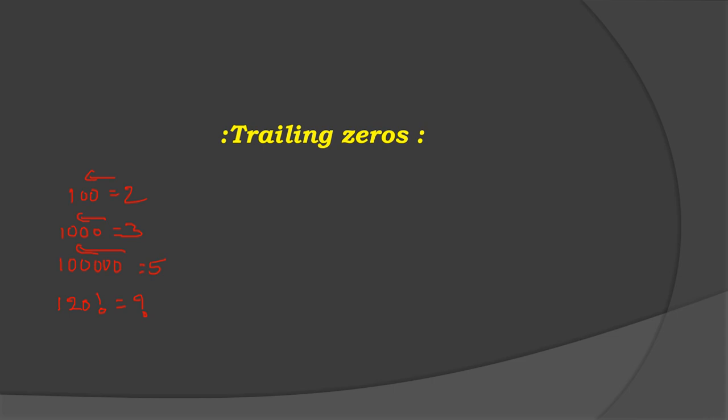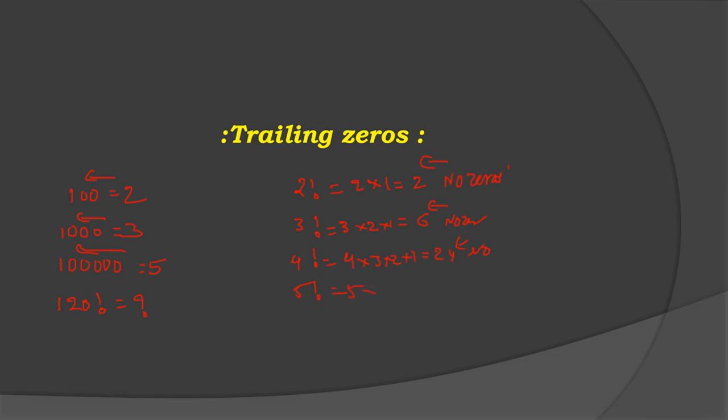For this, let's look at 2 factorial. What is the expansion of 2 factorial? 2 into 1 equals 2. Any zero from the right side? No zeros, right? Then the next one, 3 factorial. 3 factorial equals 3 into 2 into 1, how much is it? 6. Any zeros from the right side? No zeros. The next one, 4 factorial. 4 into 3 into 2 into 1 equals 24. Here also no zeros. Next one, 5 factorial.